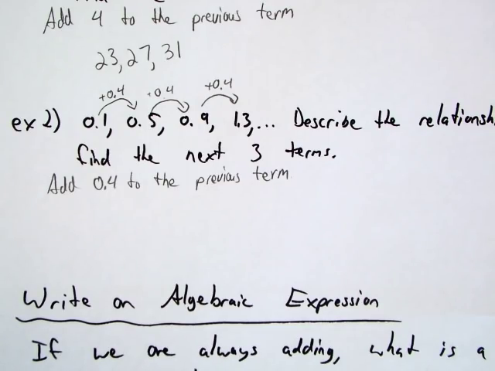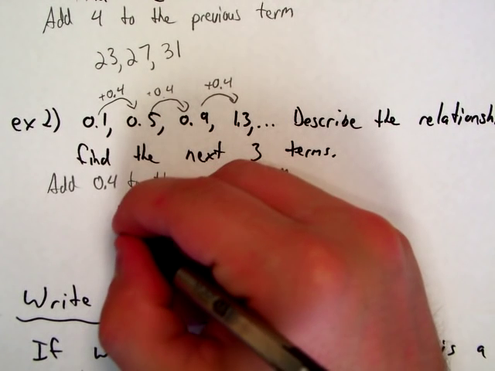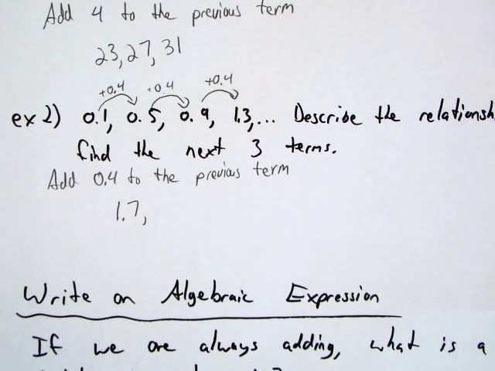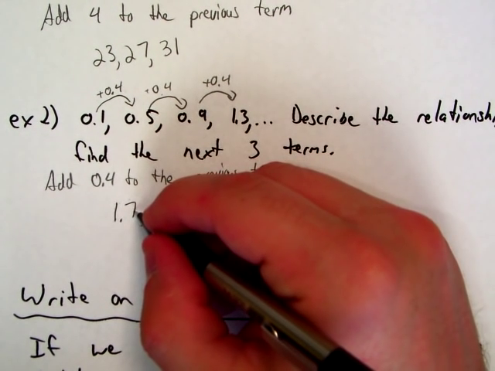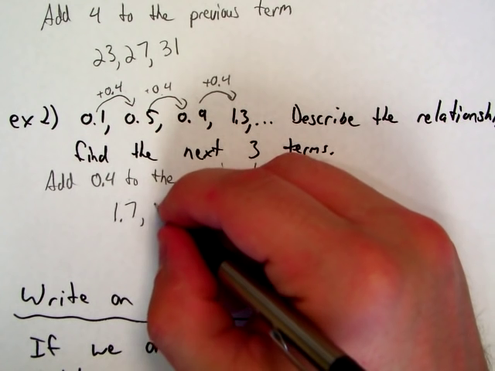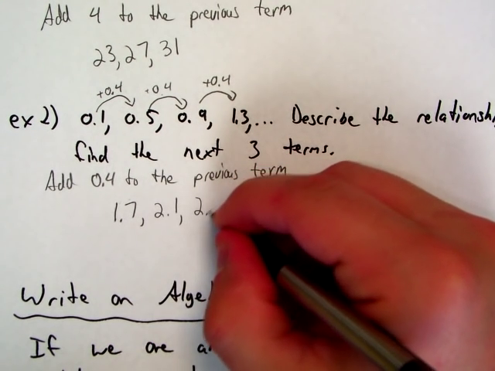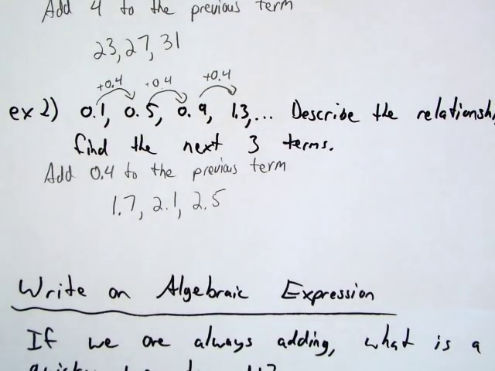Now, the next thing is we have to talk about what the next 3 terms are. So we're going to look at 1.3, and we're going to add 0.4 to it. And that gets 1.7. Next term after that is add 0.4 to this again, which would be 2.1. And then the last term would be 2.5.